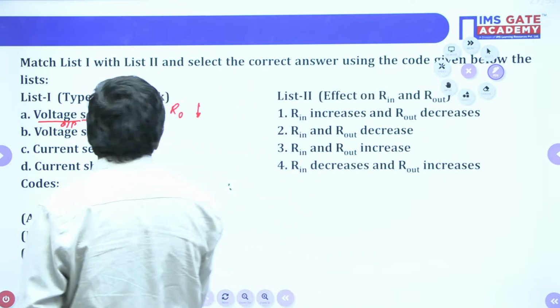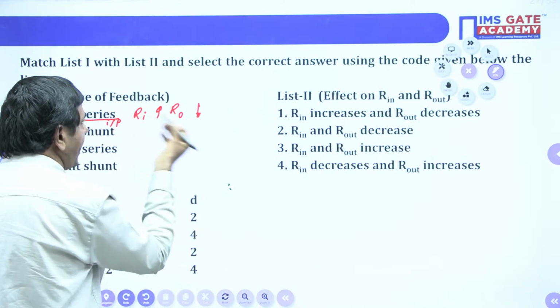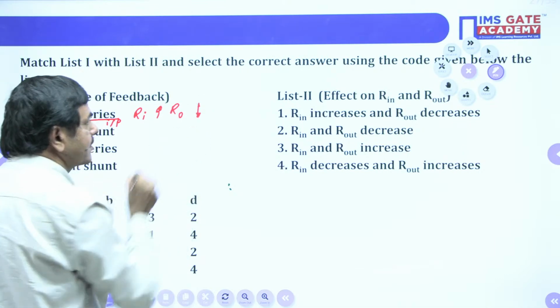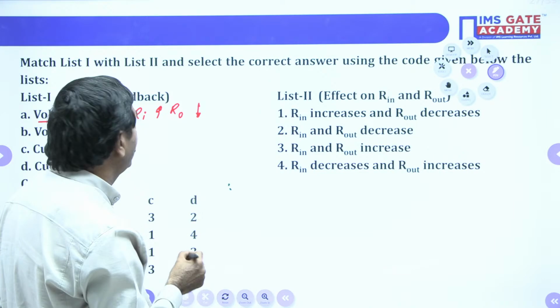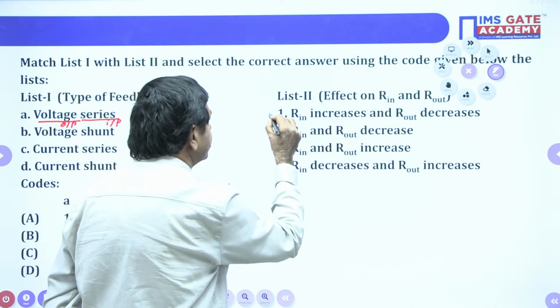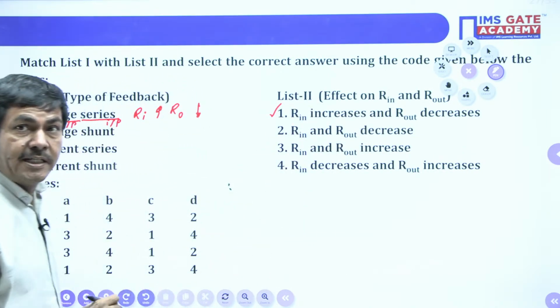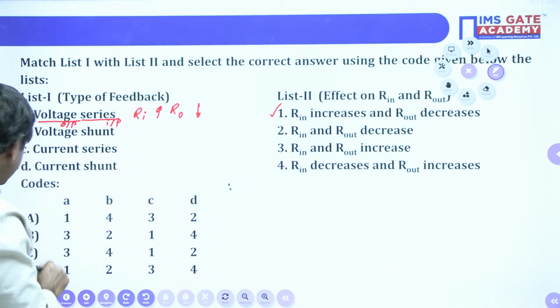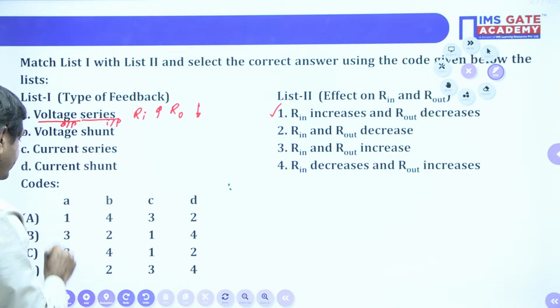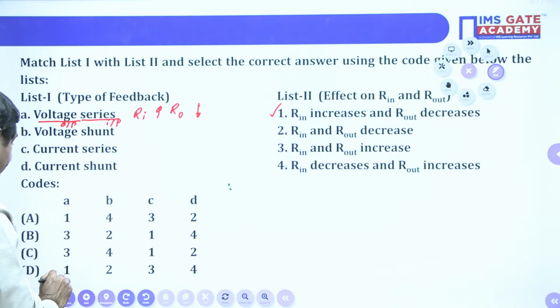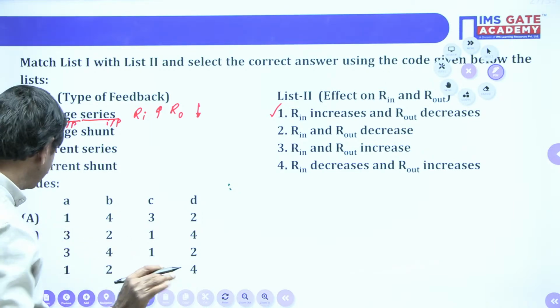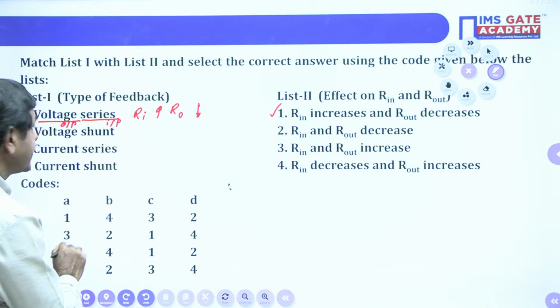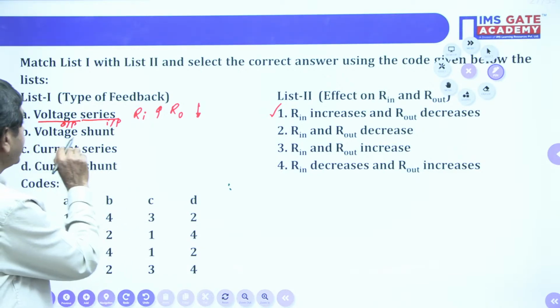That means input resistance RI increases, R naught decreases. Which option? RI increases, R out decreases: option 1. Yes, this is correct. So the first one is taken as 1. 1 exists in A and also in D. So maybe A, maybe D, but not B and C. Reason: 3 exists there, and it is not acceptable. Next one, voltage shunt.